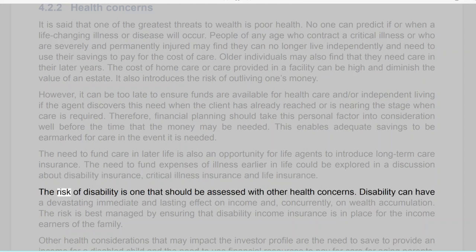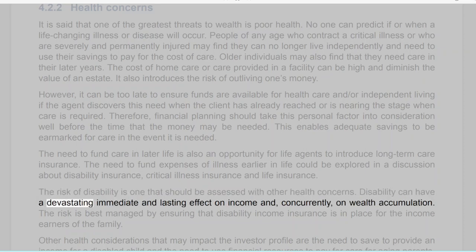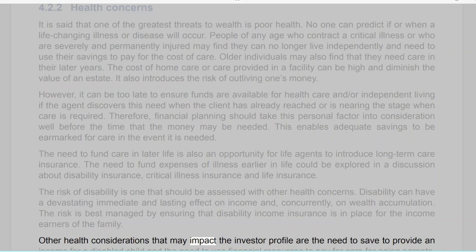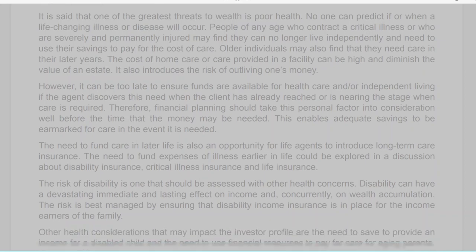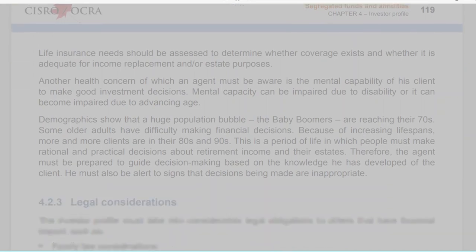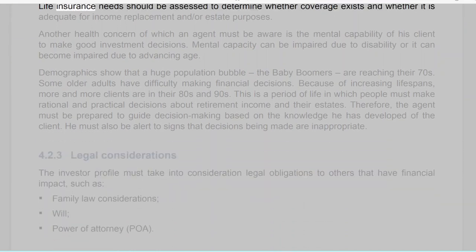The risk of disability is one that should be assessed with other health concerns. Disability can have a devastating immediate and lasting effect on income and, concurrently, on wealth accumulation. The risk is best managed by ensuring that disability income insurance is in place for the income earners of the family. Other health considerations that may impact the investor profile are the need to save to provide an income for a disabled child and the need to use financial resources to pay for care for aging parents. Life insurance needs should be assessed to determine whether coverage exists and whether it is adequate for income replacement and/or estate purposes.